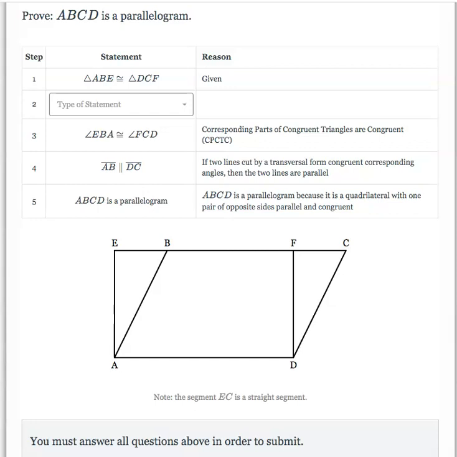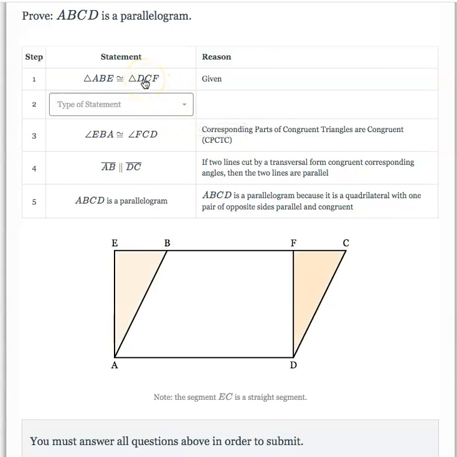Let's take a look at this proof. It's another quadrilateral proof, starting off with the fact that we have two triangles congruent to each other. We have a statement and a reason that's missing. And again, when we're missing these, we want to try and look at the big picture before we jump in and try and decide what needs to go in here.